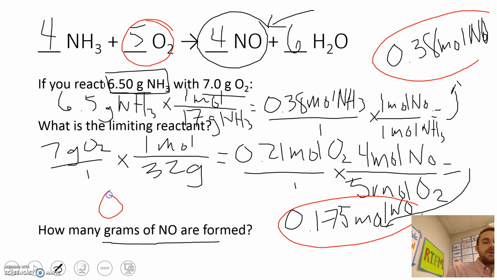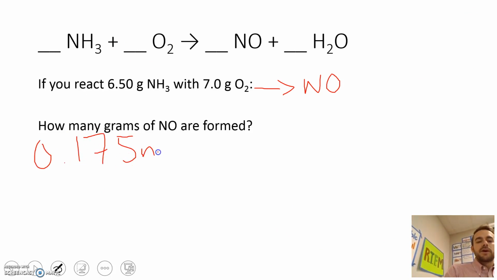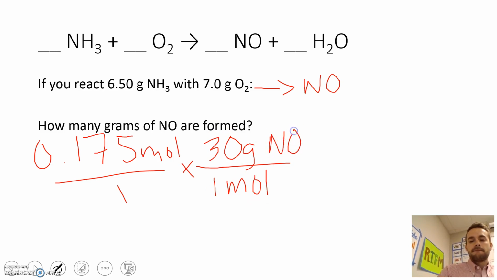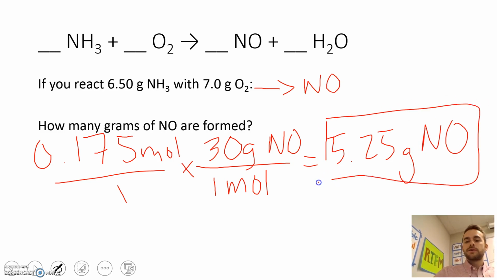Okay? So what does that mean? That means that O2 is our limiting reactant, and then we need to go ahead and answer how much NO is formed. How many grams of NO are formed? In order to answer that, we're going to take the amount of moles of NO that came from our O2, which if we look back, that's 0.175. And then we're just going to really quickly convert that to grams. So I'm going to put that over 1 and convert using our molar mass, so I'm going to multiply by 30. And that equals 5.25 grams of NO. Okay? And that's our answer for that question.